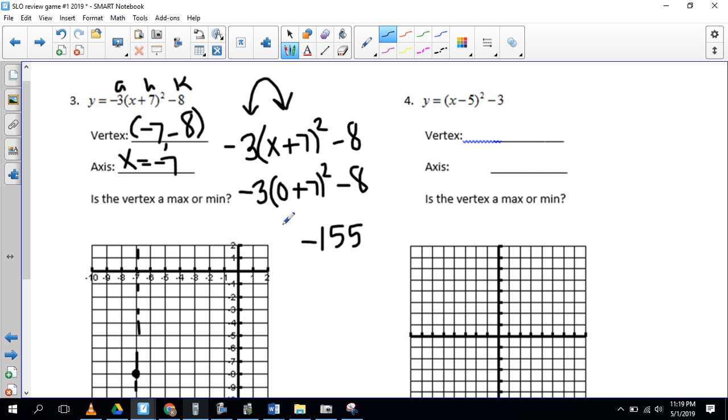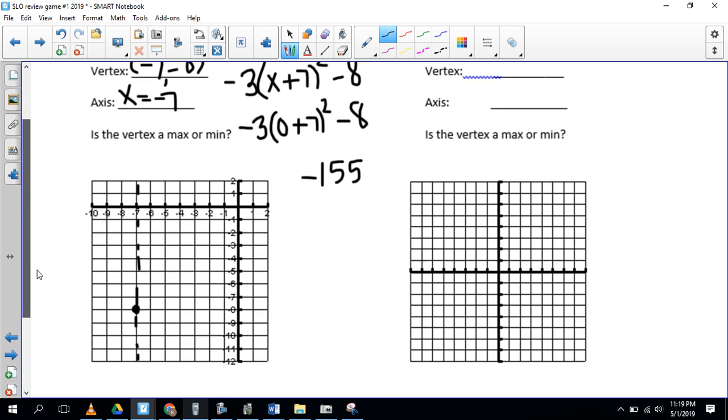But so that would be 0, negative 155. So just say this is negative 155. We're going to use that. And then we would just count how far away it is. 1, 2, 3, 4, 5, 6, 7. So we're going 7 on the other side. 1, 2, 3, 4, 5, 6, 7. And I know this is probably not 7, but it's close enough.